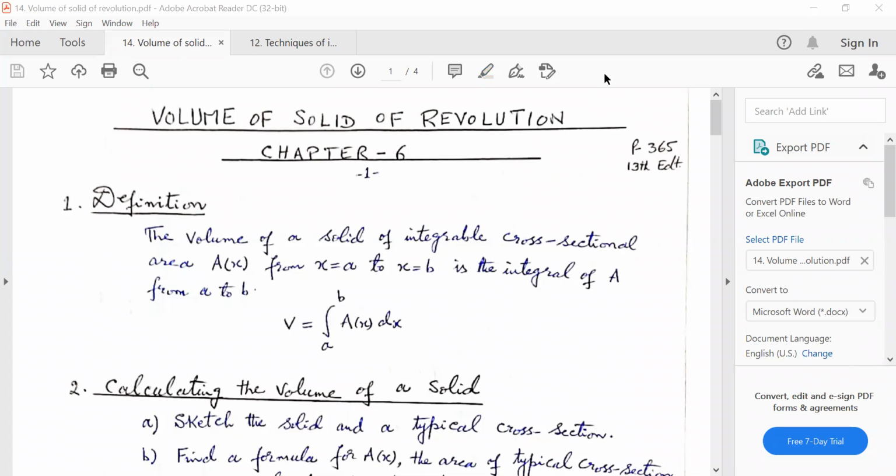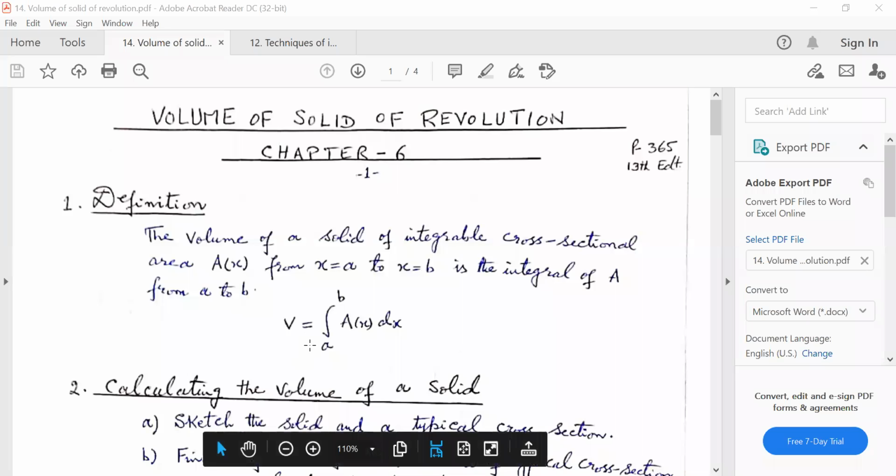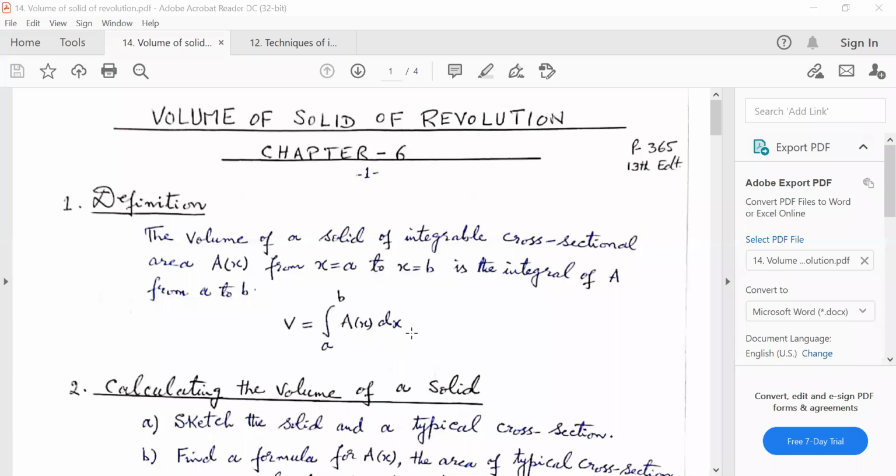And recording has started. So this is your chapter number 6 of the 13th edition book. The topic is volume of solid of a revolution. I'm going through the definition. Listen carefully. The volume of a solid of integrable cross-sectional area A(x) from the limits x equal to a to x equal to b is the integral of A(x). A means the area. From a to b, these are the lower and the upper limits. The volume can be obtained by using this formula, integral from a to b, A(x) dx.